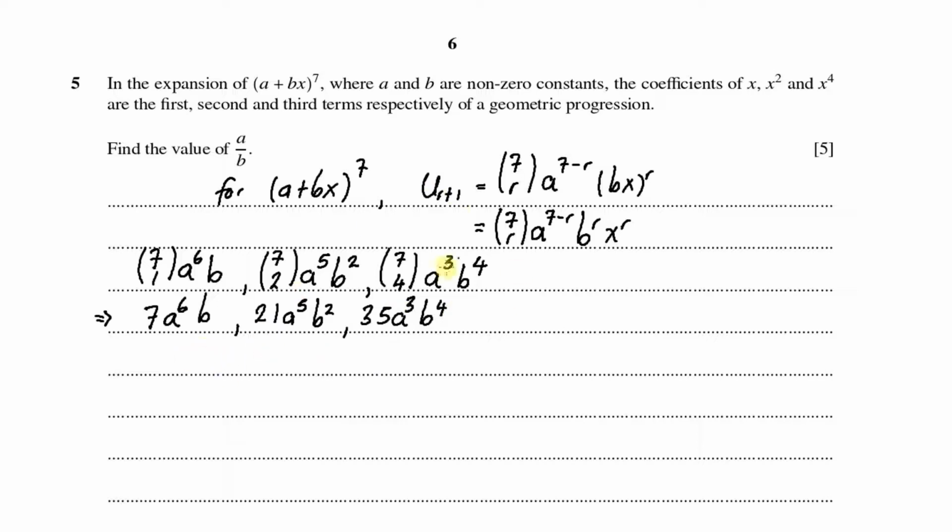Now what we know about geometric progression is that if we divide a term by the one that is preceding it, we get r, which is the common ratio.